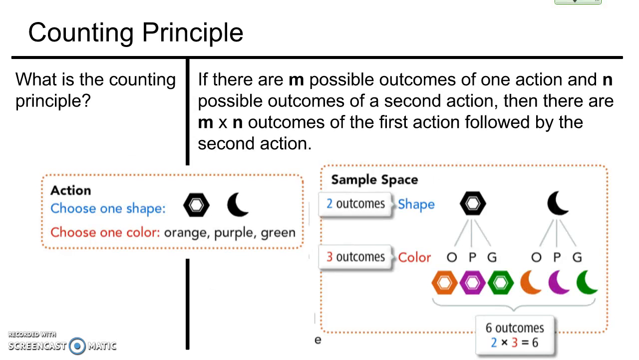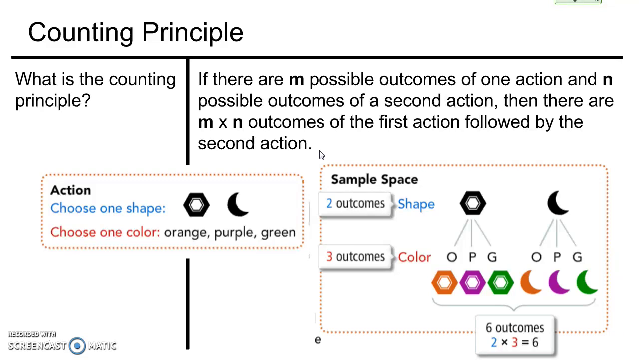All right, what is the counting principle? Sometimes we see it called the fundamental counting principle. Copy this into your notes, the counting principle. If there are M, and M will be a number, possible outcomes of one action, and N will be a different number, possible outcomes of a second action, then there are M times N, we're going to multiply those numbers, outcomes of the first action followed by the second action.